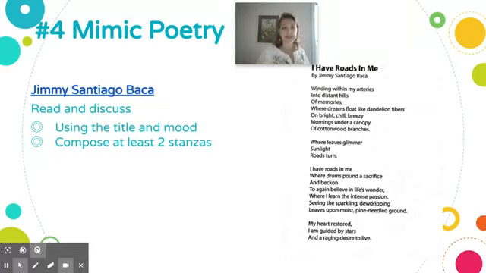And I wanted them to compose at least two stanzas. And we talked, that's a chunk. One chunk talks about this. He talks about his body, his winding, his dreams. And then he talks about the other part of him, his other road.